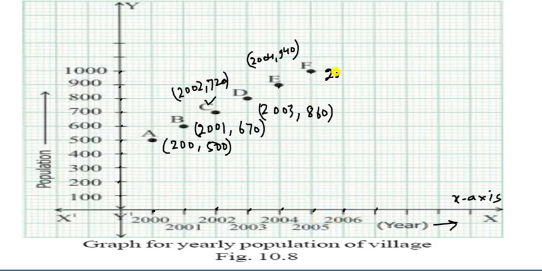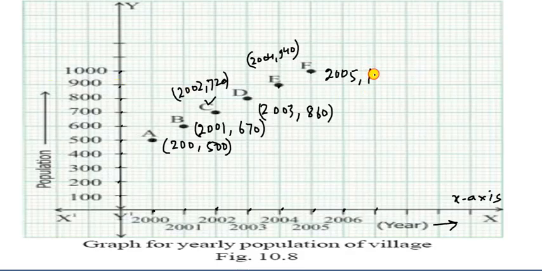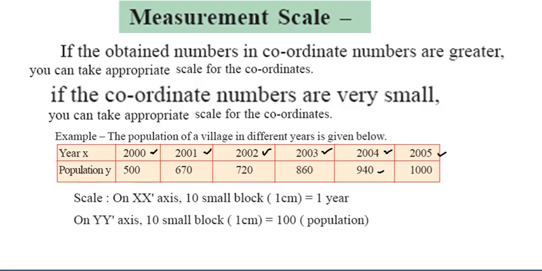Let us see the F point. What will happen at your F point? F is given here, it is 2005. So you have to write 2005, and the second number you can see in the table for 2005 is 1000. So you have to write that on your graph paper. It will be here.